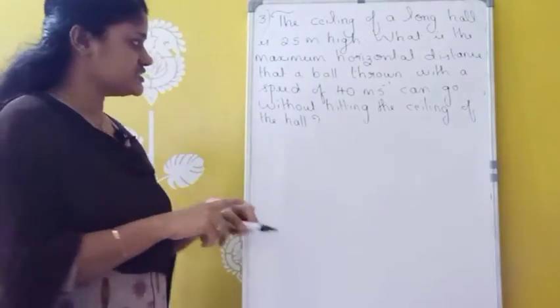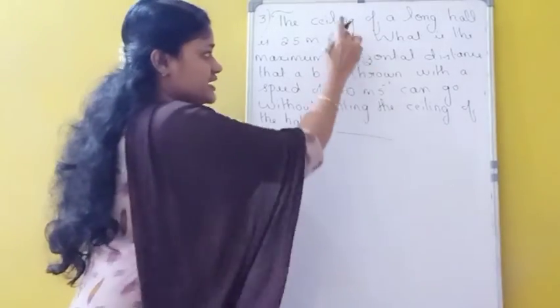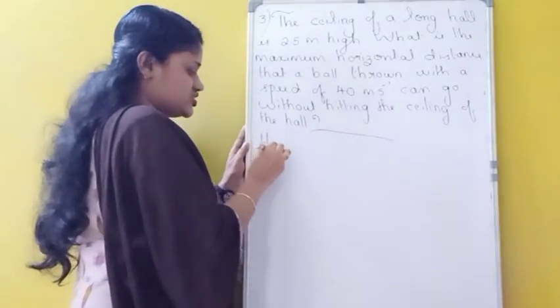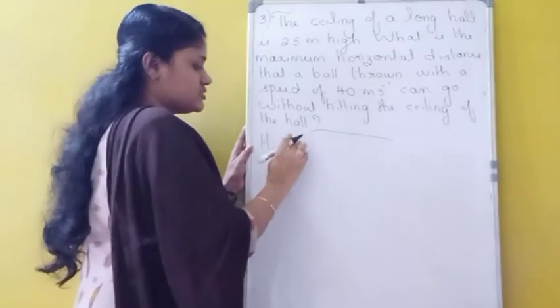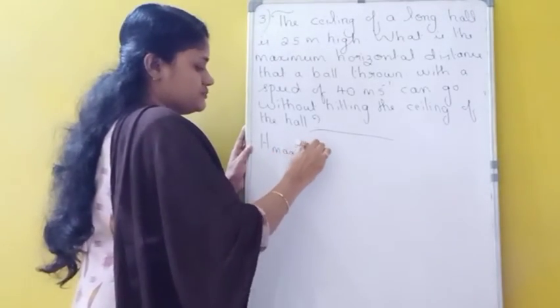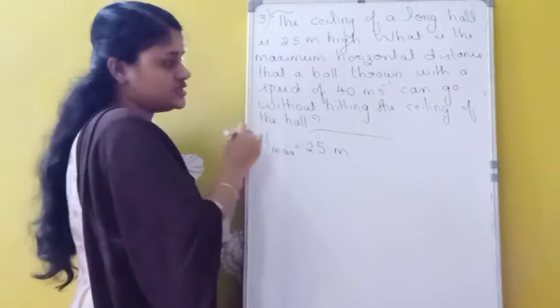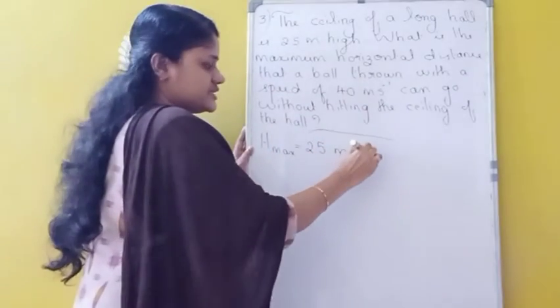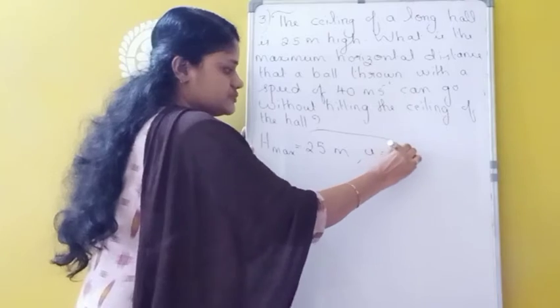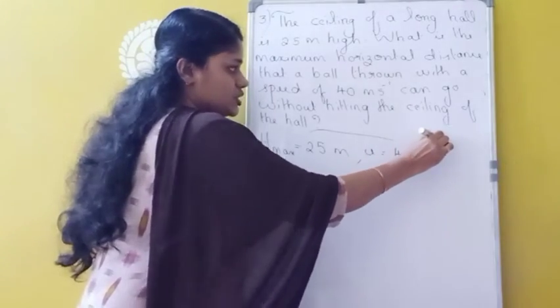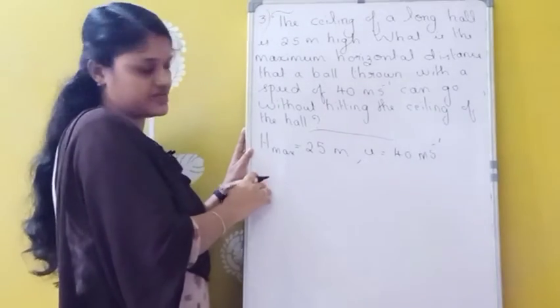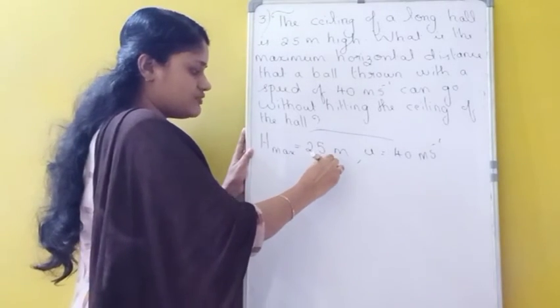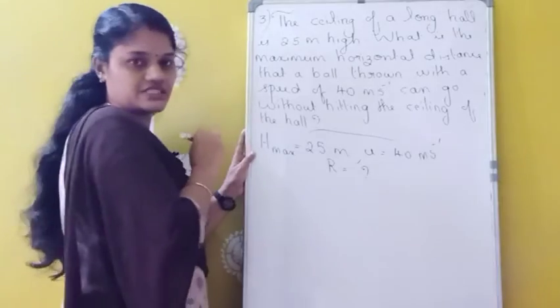So what are the data given here? H maximum is given, the maximum height, which is equivalent to the height of the ceiling, 25 meter. And the initial velocity is given as u equals 40 meter per second. We have to find the maximum horizontal distance, R maximum.